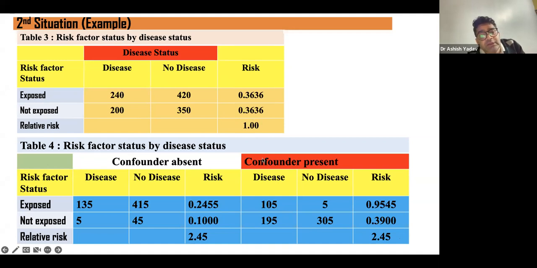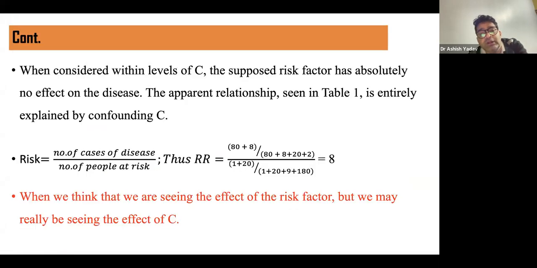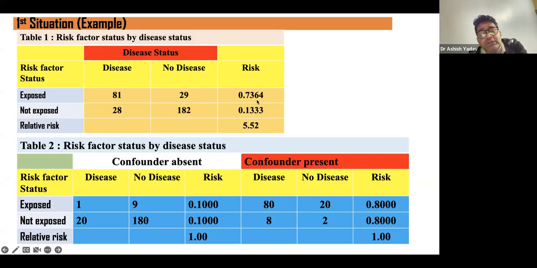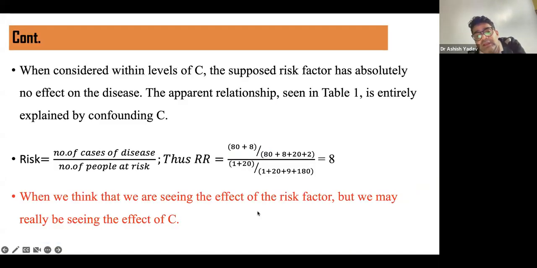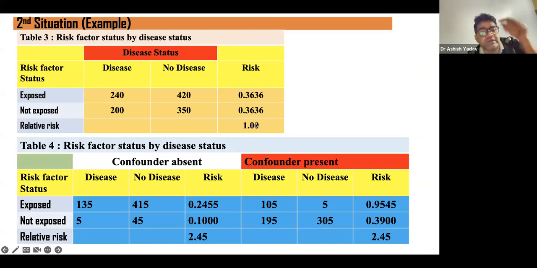Here your confounder is masking the real magnitude of risk, whereas in the earlier situation the confounder was doing a catalyst job. There, in actuality, there was no risk, but it was overestimating the risk, and here it is underestimating it. It is masking it. In actuality there is risk, but it is not showing because of the confounding effect.